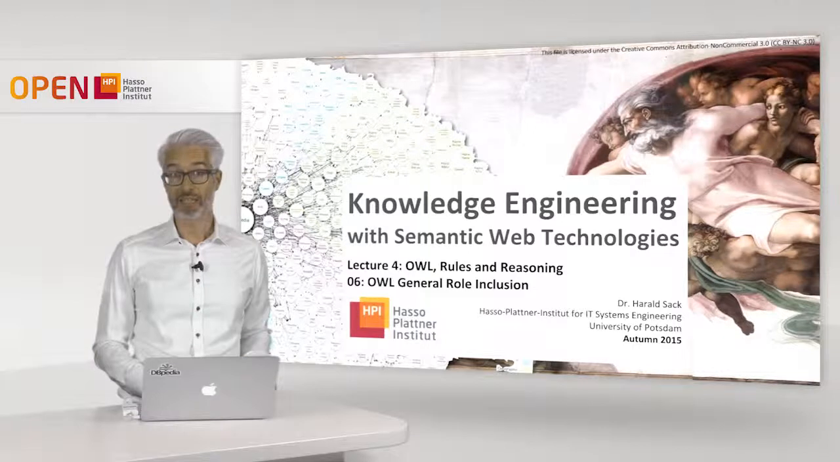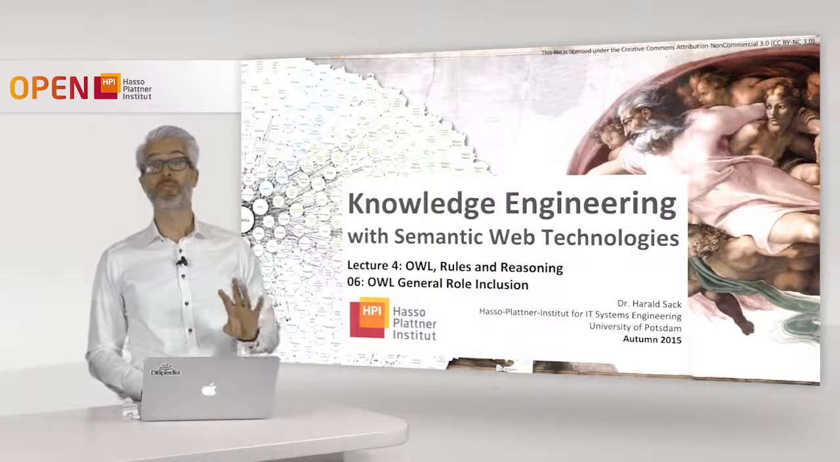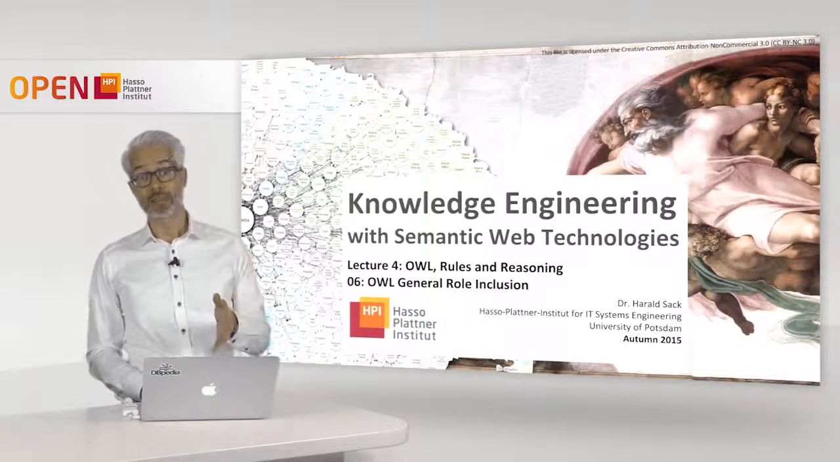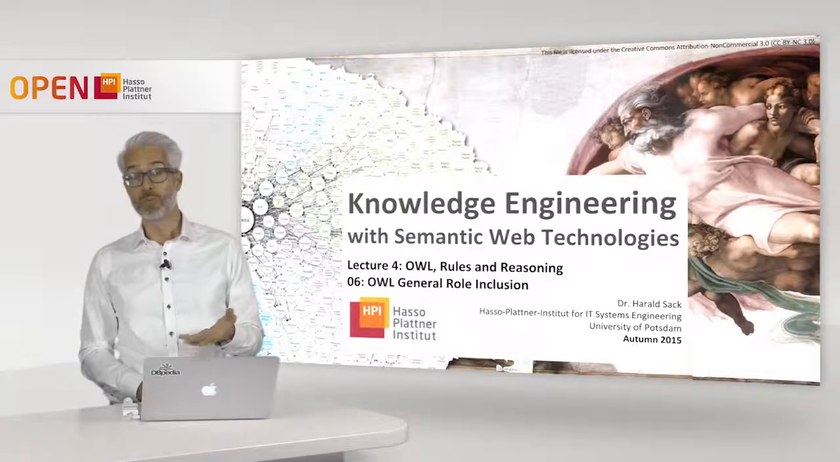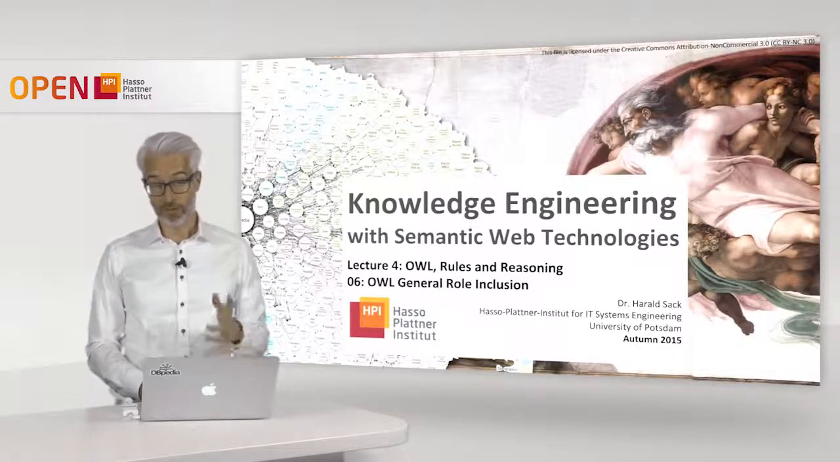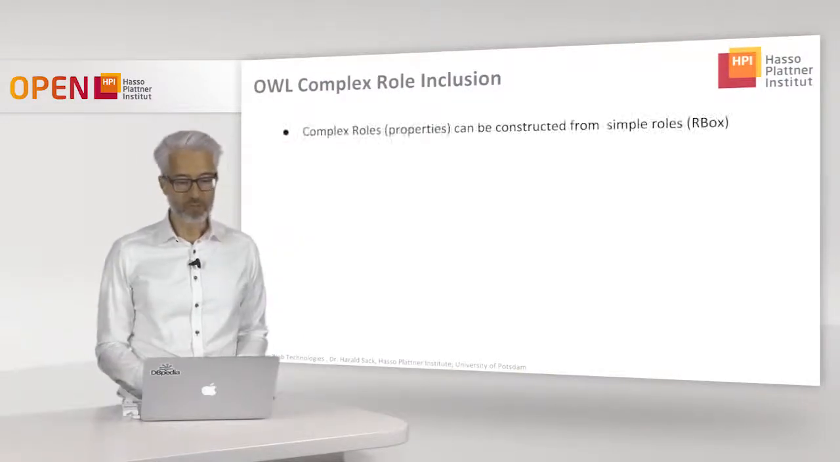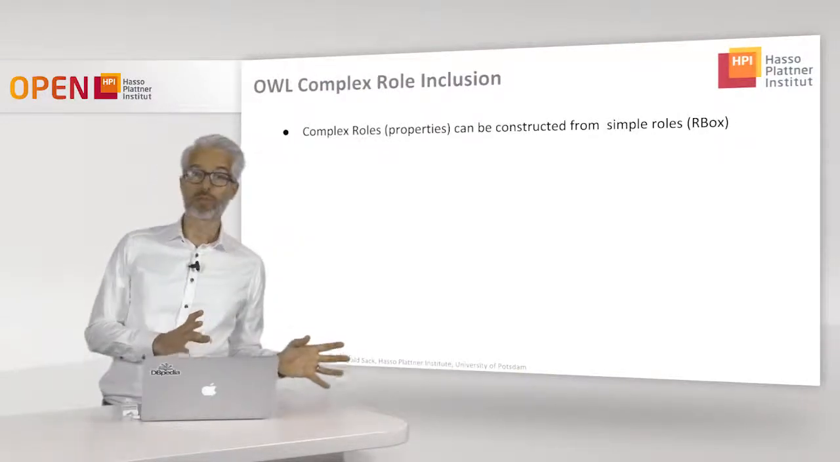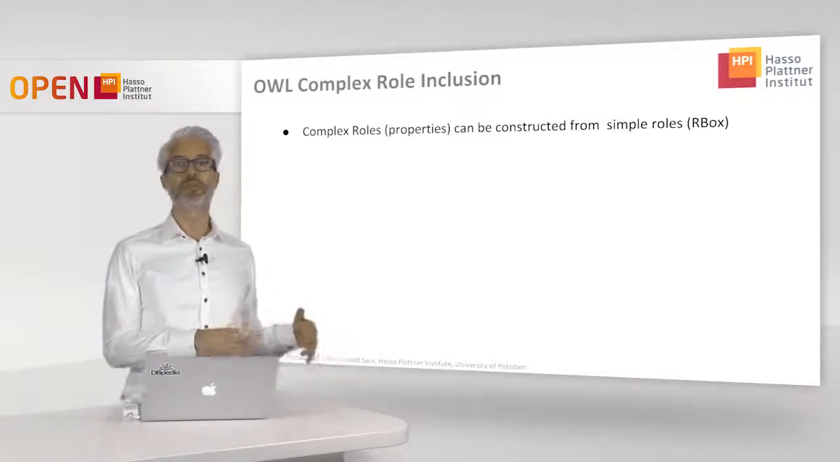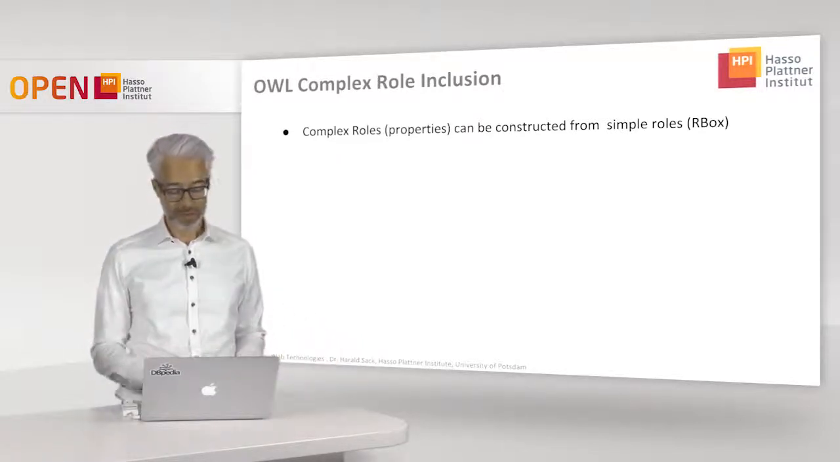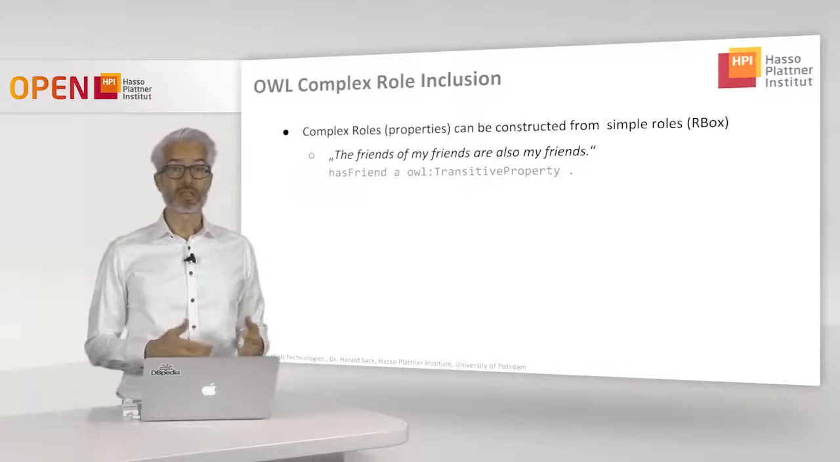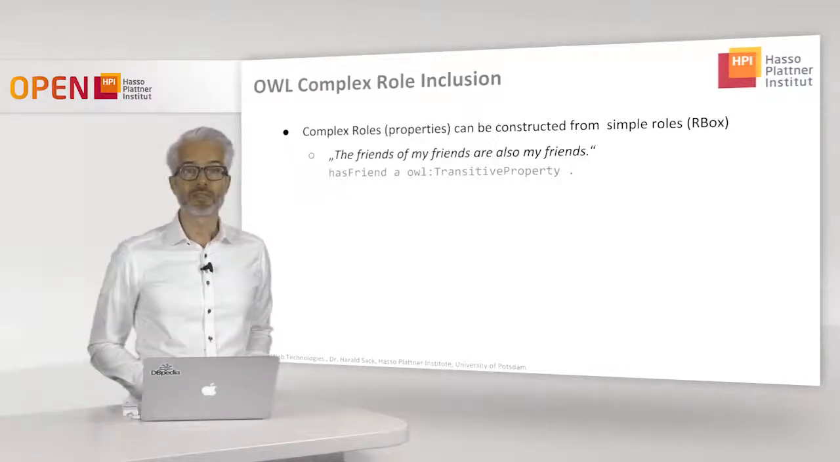But the problem with that is we have to make some restrictions. Otherwise, this general role inclusion would lead to undecidability, and of course we want to avoid that. So, complex role inclusion. Complex roles or properties can be constructed from simpler ones in your R box. We just said that. So, for example, I could say the friends of my friends are also my friends.